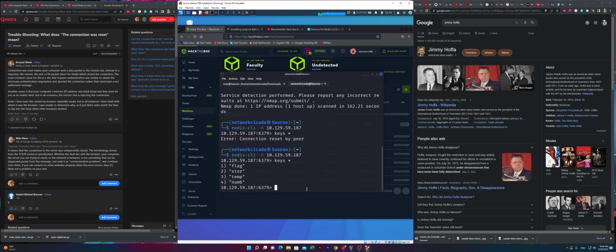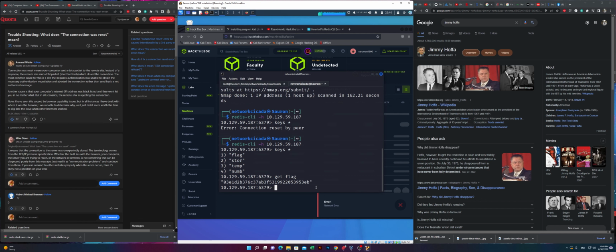Once you have it up and running, we can see there are 4 values. The first slot shows our flag. Therefore, we type the command get flag and we should be done for this exercise.